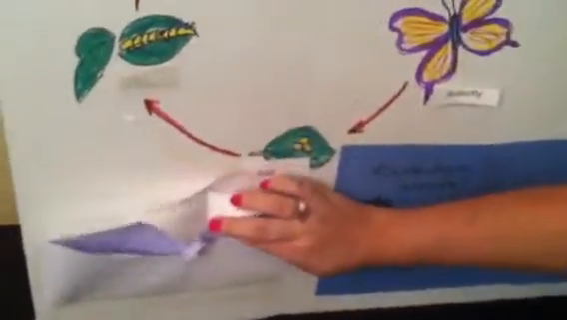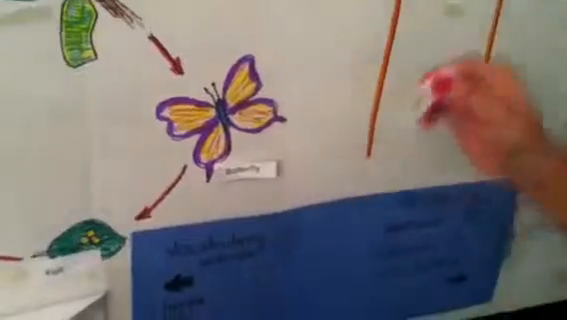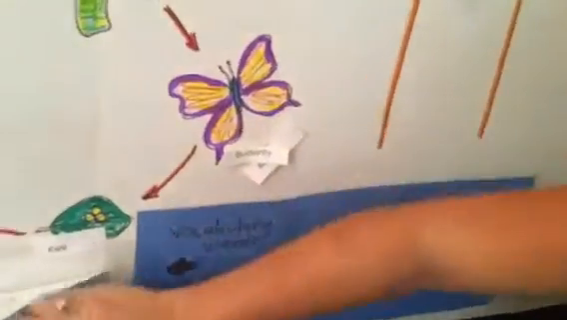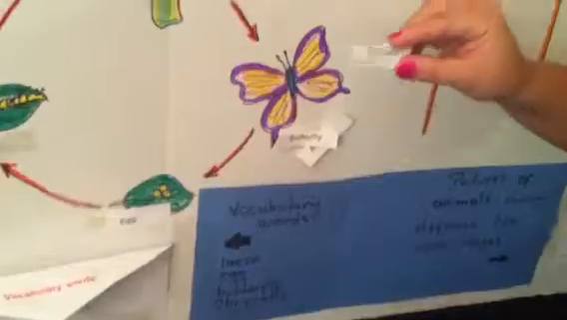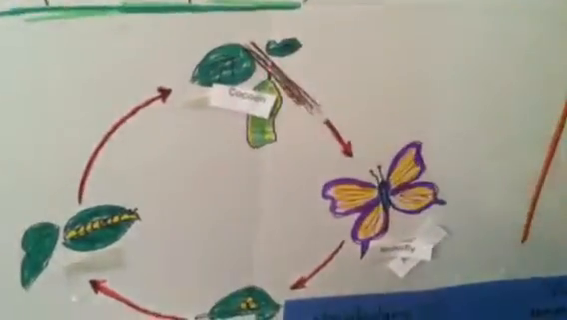So over here there are some vocabulary words in this envelope, and they're going to pick a word. Let's say, for example, here's the adult, so they'll just put it right here with a butterfly. And here's a cocoon or chrysalis. There's also a chrysalis word in there. They'll just stick it on the chrysalis.